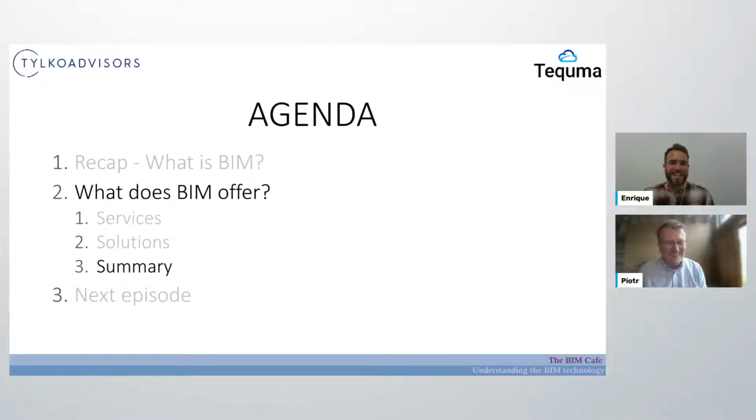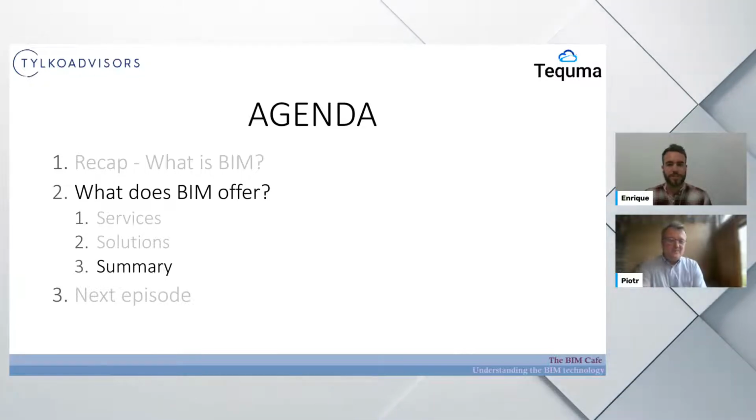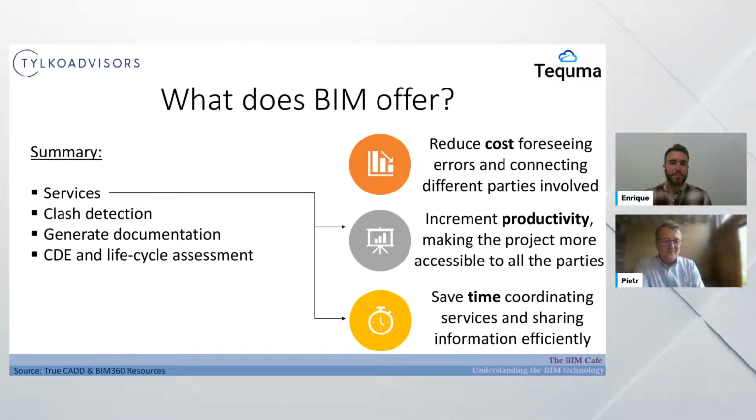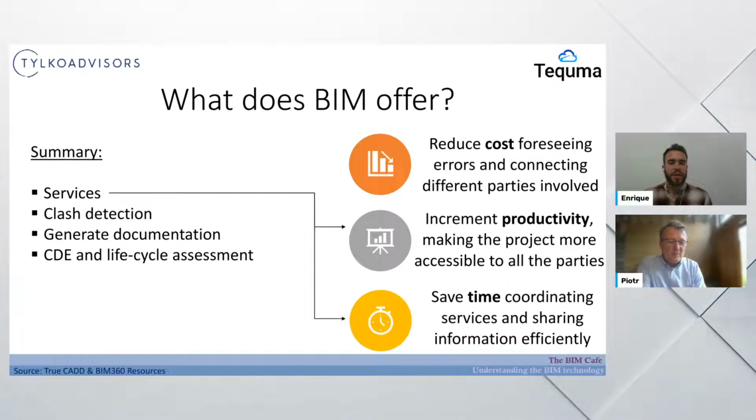Okay, thank you. The last point of the agenda is to make a small summary about how these services and solutions can affect my business in general and my projects. I list them here on the left side of the screen. For example, all the services, architectural, structural, MEP, telecommunications, and so on, can of course increase productivity because, as we talked about, the coordination makes the project accessible to all the parties. So between them, they can collaborate and increase the productivity and efficiency of the project.